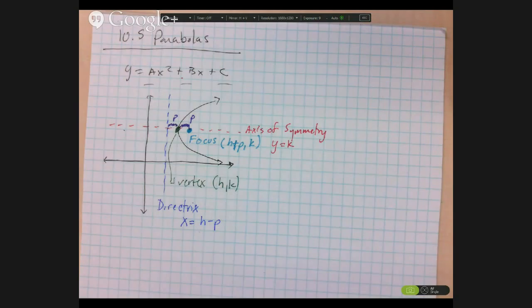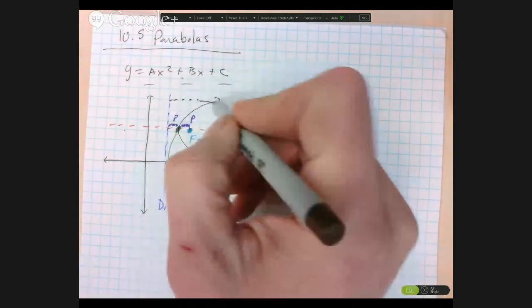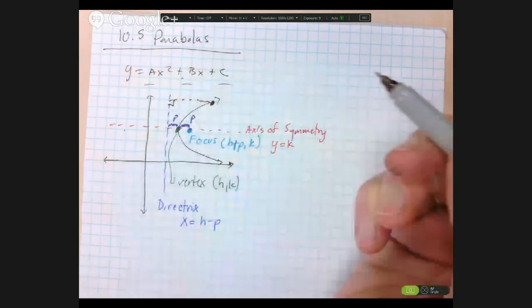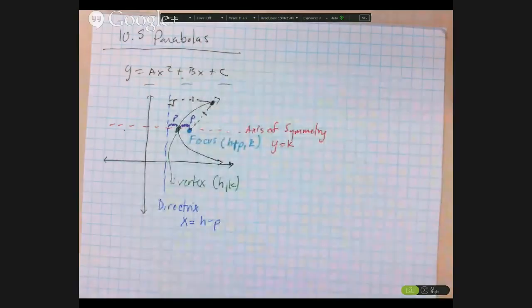Does anybody know the neat thing? You know how we built ellipses with the string? Do you know how these are built? Anybody? Okay. A parabola is built by measuring any perpendicular distance to the directrix and the focus. Those have to be congruent.